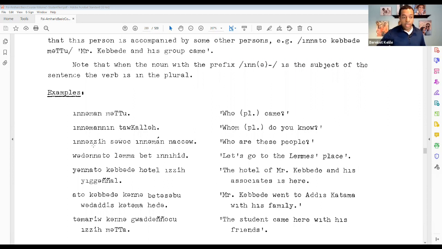But that third example, again, we see innazi soyoch, these people are, is the subject. Innaman nacho is the question, so nacho there is in that plural, third person plural. So just note, when it's the subject of the sentence, the verb is going to be in the plural. So that's 23.1.